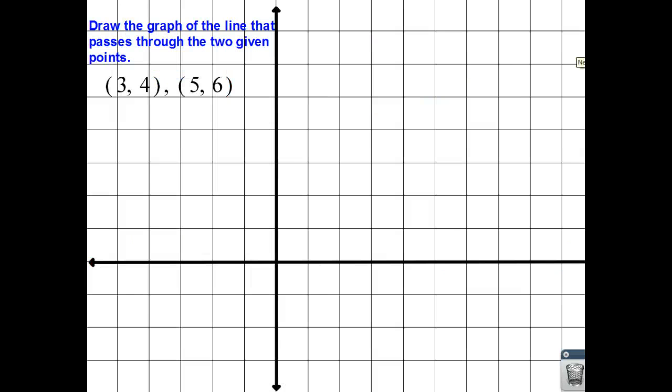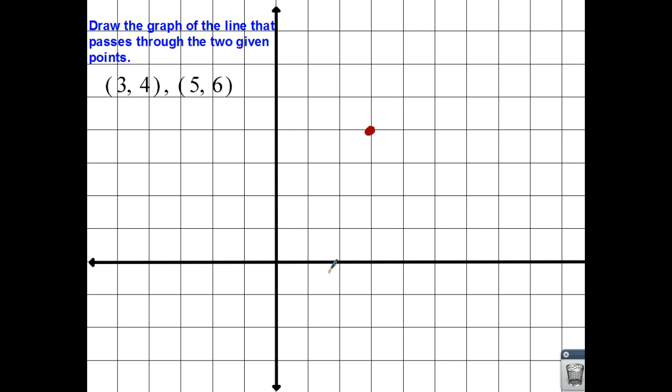All right, now it says draw the graph of the line that passes through the 2 given points. So the 2 given points, we just learned how to graph these on coordinate planes. So let's just graph these 2 points of 3, 4. So we go from the origin to the right, 1, 2, 3, and then up 1, 2, 3, 4. It's different from finding the slope. When you're finding points on a grid, you always start at the origin and go to the right or left, and then up or down.